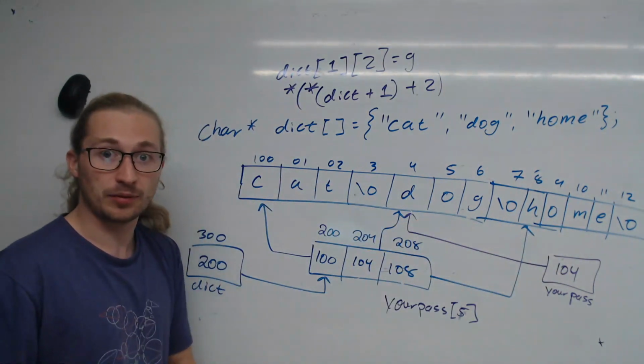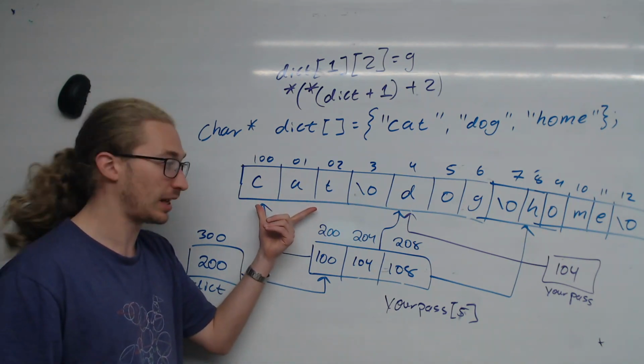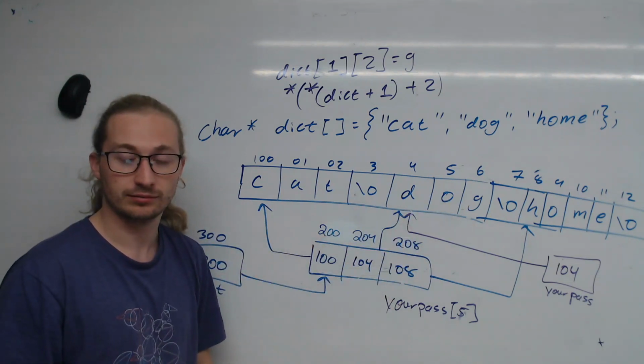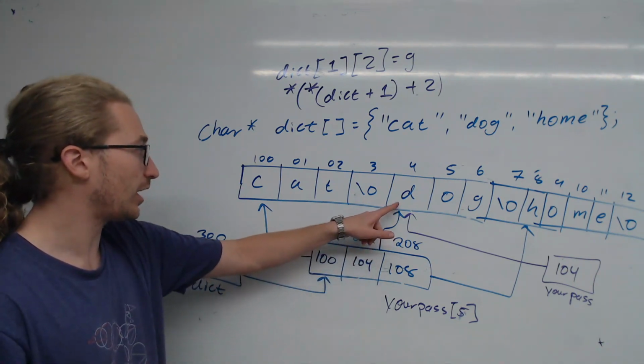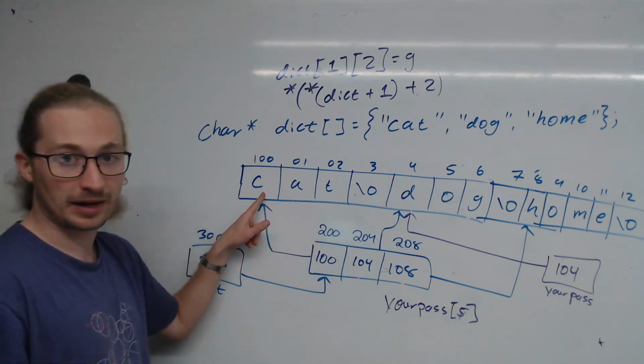So maybe stop and think for a moment. How would you read out my password here in memory, which is cat, using only a pointer to your string dog? So how would you do that? Well, the start of my string is 1, 2, 3, 4 places back in memory.